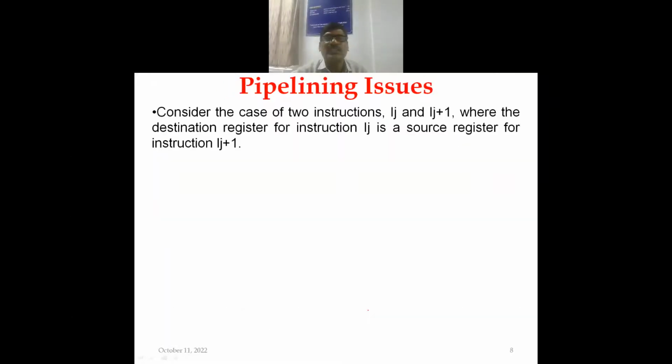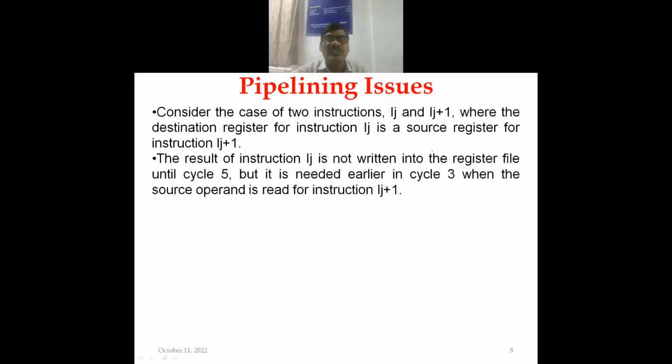Consider the case of two instructions ij and ij plus 1, where the destination register for the instruction ij is a source register for instruction ij plus 1. That means the result of instruction ij is not written into the register file until clock cycle 5. But it is needed earlier, in clock cycle 3, when the source operand is read by instruction ij plus 1. So that is a very simple case here.